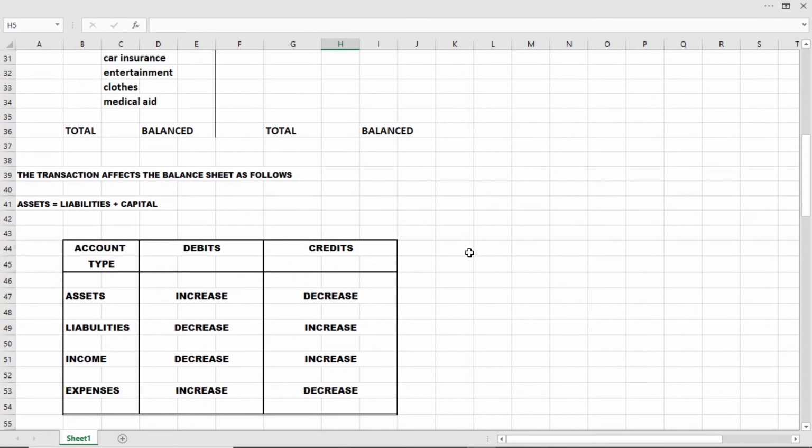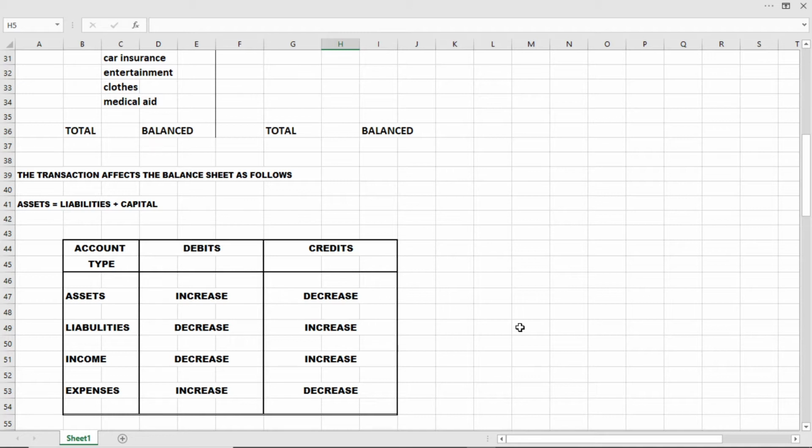All right, so the transaction affects the balance sheets as follows. Very important formula: asset equals liabilities plus capital. Right, so here's the chart. You just remember this, write this down, put it on your wall. And whenever you refer back to accounts in bookkeeping, just keep this chart in mind.